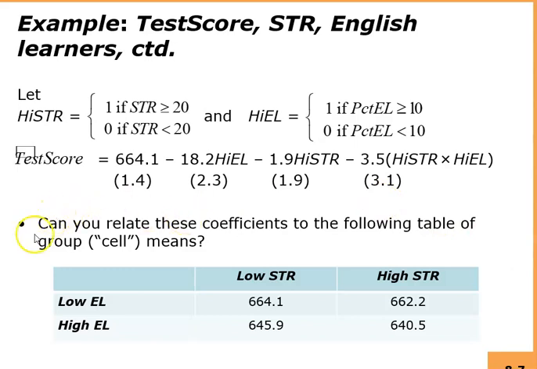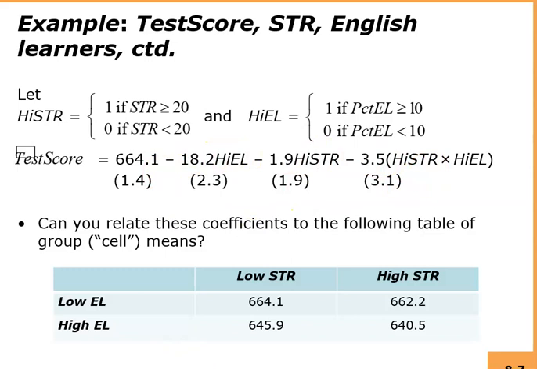This slide further explains what I meant when I was talking about the means for the 4 different groups which are possible from the interaction of these two variables, high STR and high EL. So for example, the mean for low EL and low STR is 664.1. On the other hand, the mean for high EL and high STR is 640.5, and these can be obtained when you plug the values of STR and EL into this equation over here.